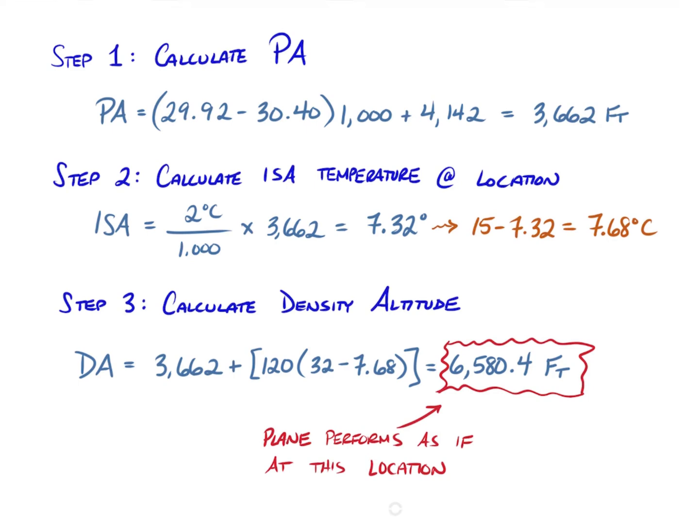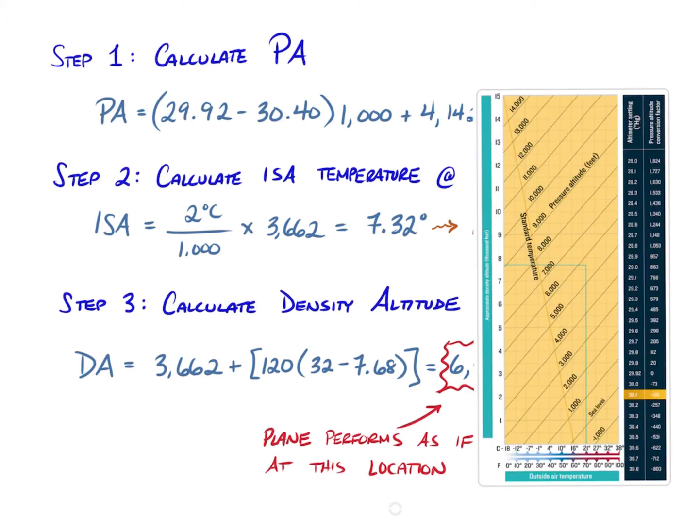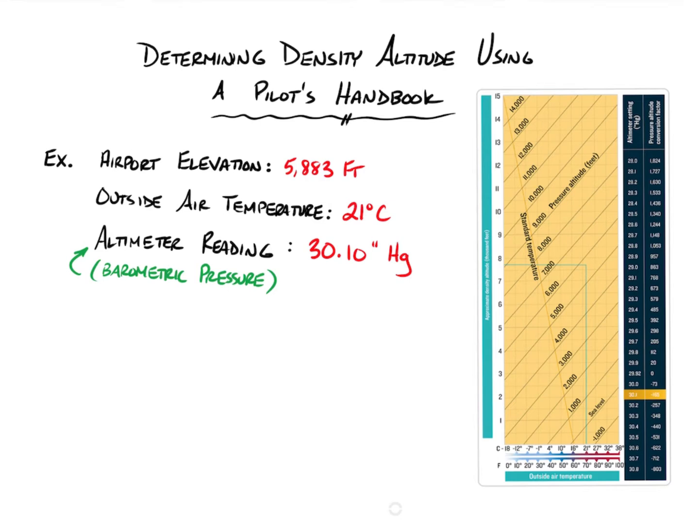There's one last additional way that we can attempt to find this if we don't want to use all these calculations and we have access to one of the charts in the pilot's handbook, which you can see there. We can just use the information from our readings as well as this chart to get a quick estimate of what our density altitude is.